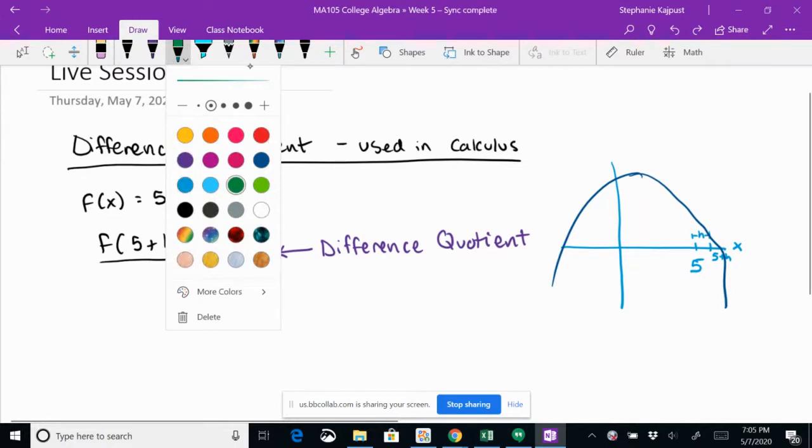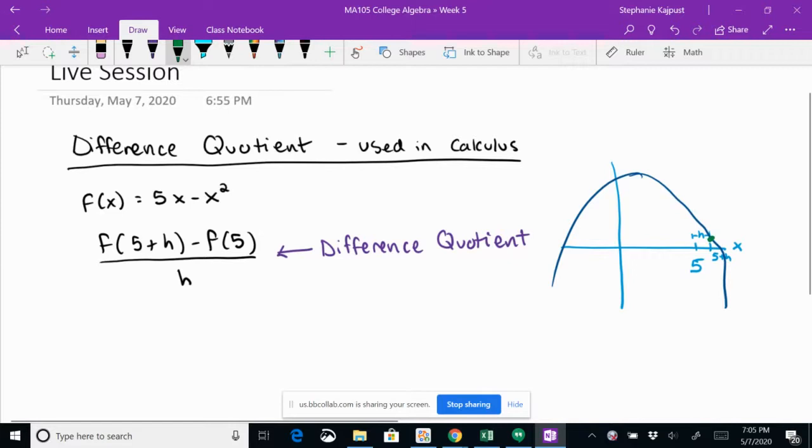Let's do green. So we've got the function value, the value of y at 5 plus h, and then the value at 5. So f of whatever that is, y. So we're looking at the y values here. So this is basically y, if you can think of it as y1 because it's the first one if you're going from left to right with the x, and y2. Basically what we're doing here is we're finding the slope.